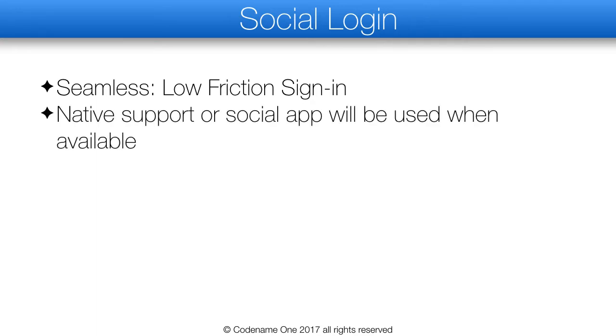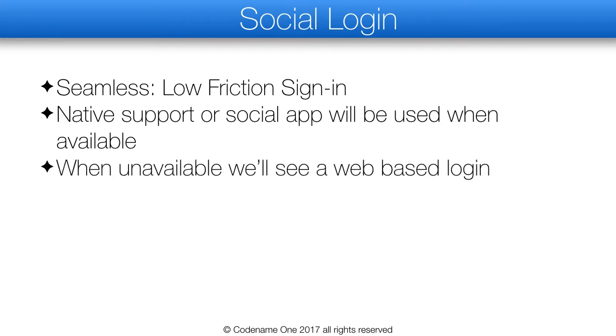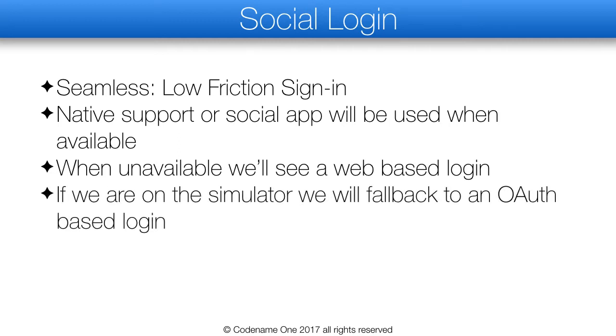Connection to social networks in Codename One has several common concepts. If the device has native support or social app installed, this native integration will perform a login. If it doesn't, but we are on the device, the native SDK will show a web-based login. If we are on the simulator, we will fall back to an OAuth-based login. This leads to a situation where login might work on one device but fail on the simulator or fail on a different device type. It also makes the configuration process a bit more tedious.